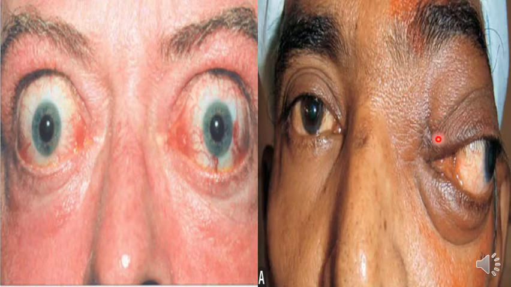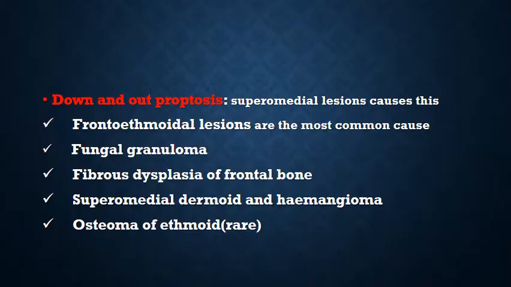So what is the pathology? Frontoethmoidal lesions, fungal granuloma of ethmoid sinus, fibrous dysplasia of frontal bone, and superomedial dermoid and hemangioma, and osteoma of the ethmoid. It is rare. Among these, frontoethmoidal lesions are the most common.